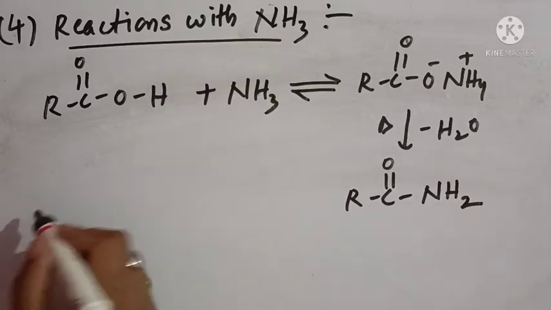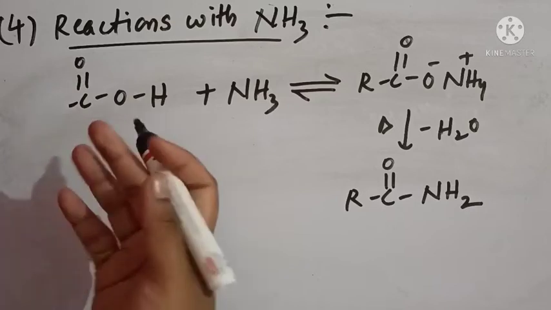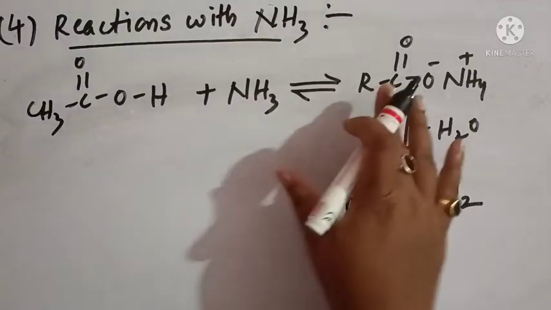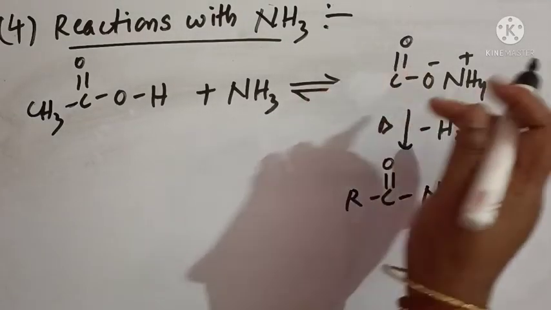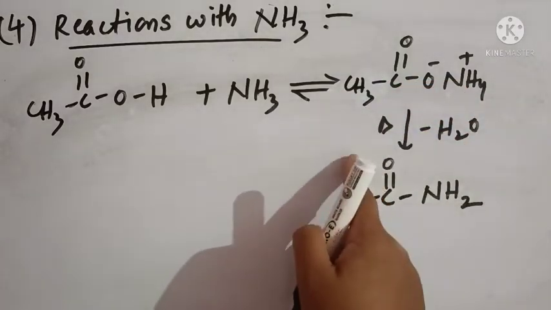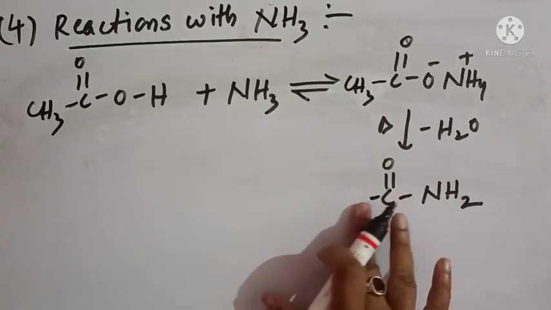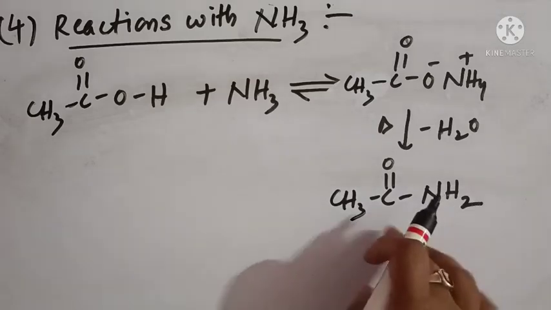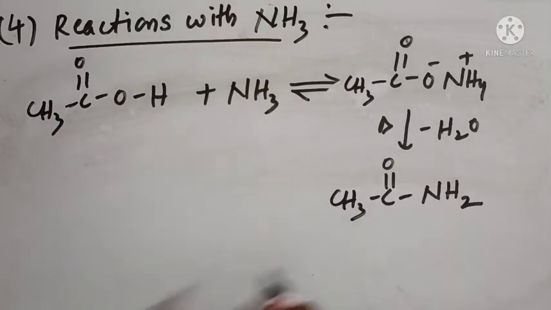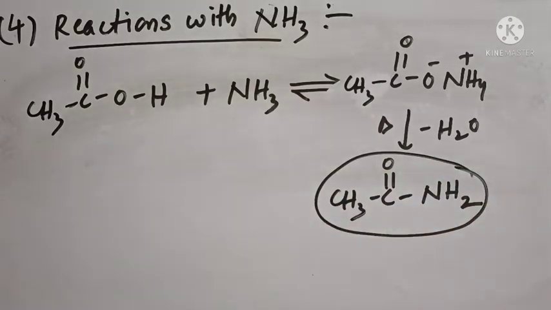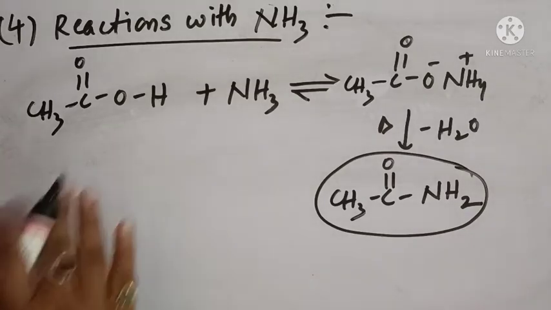For example, if instead of R I take an alkyl group such as CH3, the ethanoic acid on reaction with NH3 will give you the ammonium ethanoate first, which on further heating will give you acetamide, or ethanamide. So it will give you the amide. As they are derived from the carboxylic acid, like the acid chloride in the previous case, the amide is also an acid derivative.